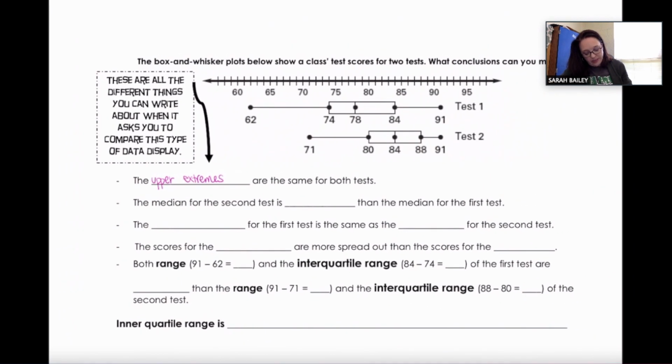Okay. Then it says the median for the second test is blank than the median for the first. So we're looking at these 2 amounts. Those are the medians. And they actually wrote the median underneath it. So the median for the second test is more, or greater, than the median for the first. So I'm going to write greater.